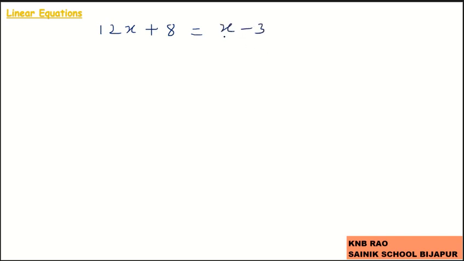Here we have all the variable terms taken one side, all the numerical terms are taken on another side. So, 12x, this plus x, when it comes this side it becomes minus x, and here we have already minus 3 in right hand side, and 8 which is addend comes here and becomes subtrahend.